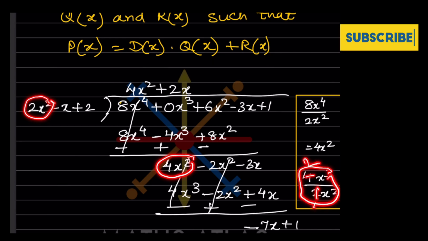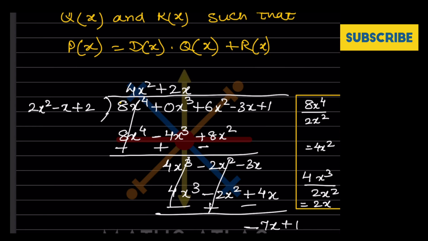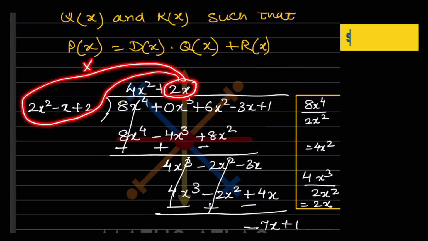2 ones are 2, 2 twos are 4. So that is going to be what? 1x, this one. So you can write it over here. That will be 2 and x. So now you are going to write it here, that is 2x is there. So now again this and this you are going to multiply. So you can write here 2x squared minus x plus 2, you are going to multiply by 2x.